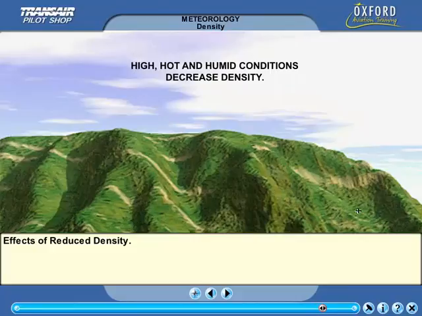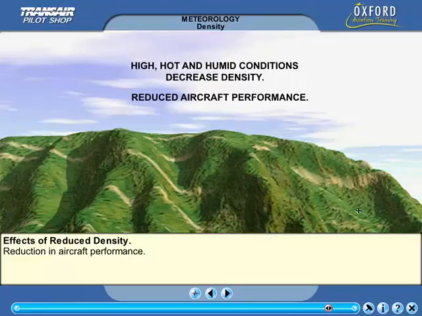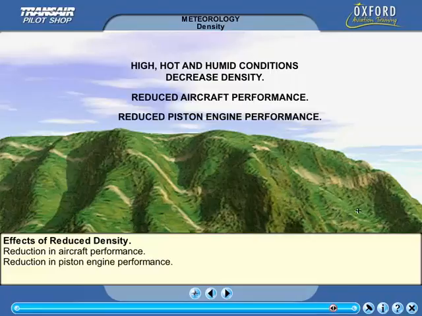A knowledge of atmospheric density is vital in understanding the effect density has on aircraft performance. Lift is directly proportional to density. Therefore, a reduction in density will cause a reduction in lift. This is a performance-reducing characteristic. But density affects piston engine performance as well. The lower the density, the lower the amount of oxygen that will be in a given volume of air. This oxygen is essential to combustion. Therefore, a reduction in density will cause a reduction in engine performance.